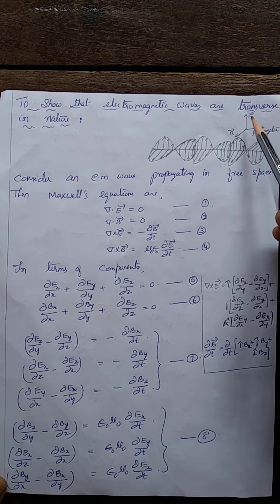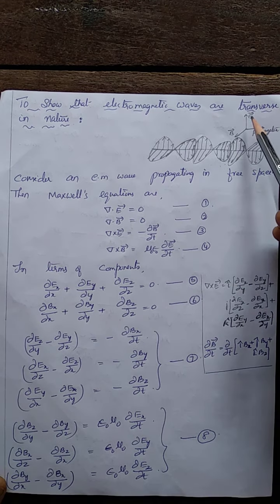Now, let us write these equations in terms of their components. Del dot E: what is del? I cap del by del x plus j cap del by del y plus k cap del by del z. Dot E vector, which is i cap Ex plus j cap Ey plus k cap Ez. When you find the dot product, we get this. So this is the representation of equation 1 in terms of components. Similarly, del dot B in terms of components is given by this.